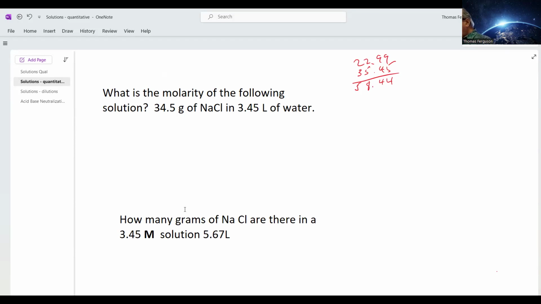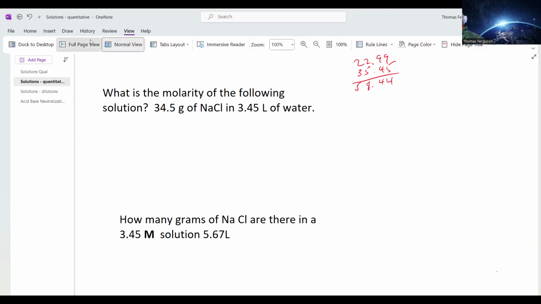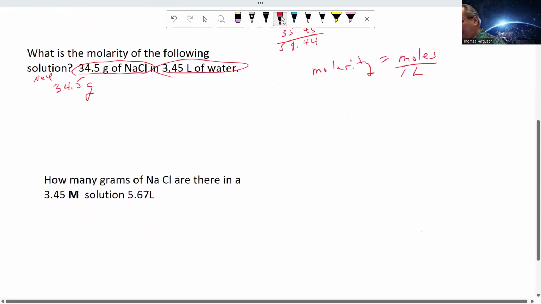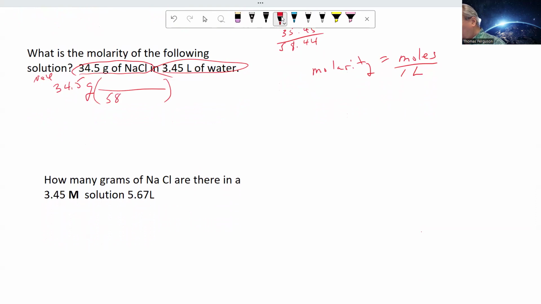Okay, so looking at this one here, what's the molarity of the following solution? Remember, molarity is moles per liter. Okay, so we've got 34.5 grams of sodium chloride in 345 liters of water. Grams is not moles, so we need to convert the 34.5 grams of salt, which is 58.44, and that'll give us moles.